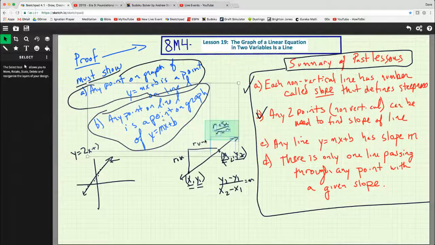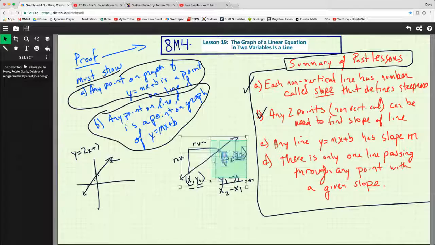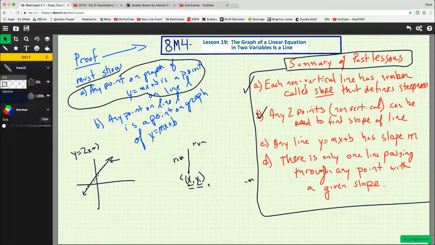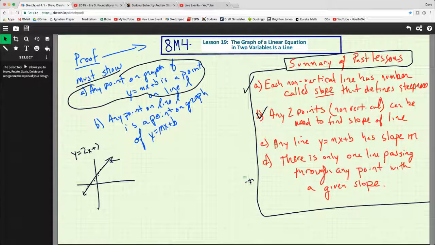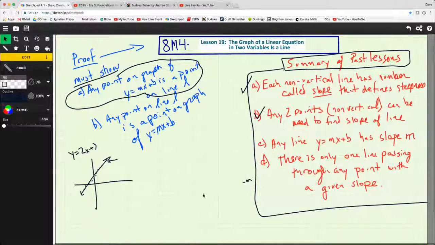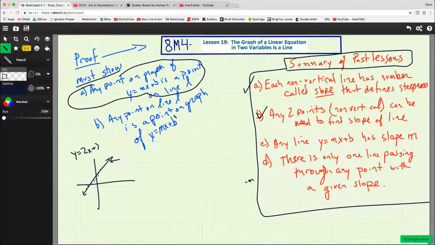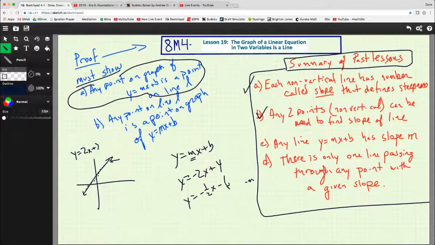Okay, let's get rid of all this stuff. Now, if you have a line with y equals mx plus b, m is the slope of the line. So y equals negative 2x plus 4, y equals negative 1/2 x minus 6, y equals 6x plus 9. The slope of this first one is minus 2.